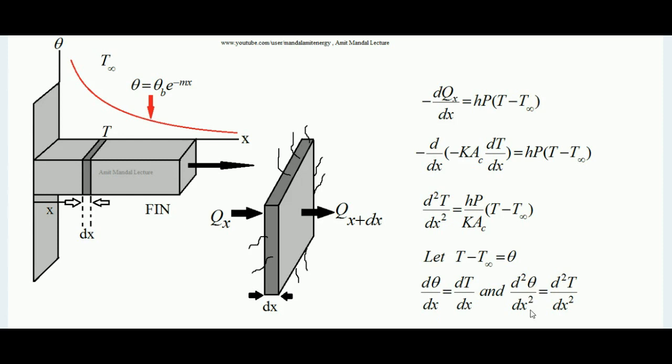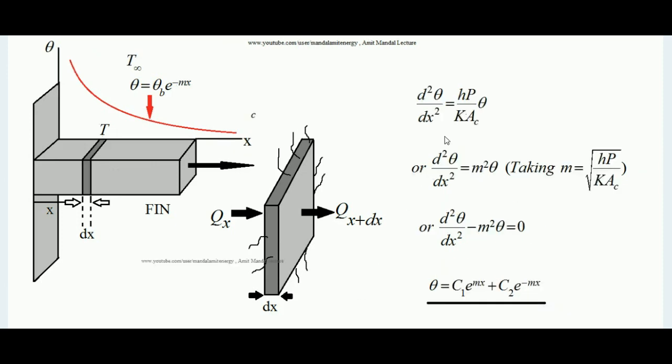d square theta by dx square equals d square T upon dx square. Double differentiation on both sides. Now what is the benefit? In place of T minus T infinity, I can write theta. In place of d square T upon dx square, I can write d square theta upon dx square. This is what the benefit is. Now keeping these in this expression, what I will get? d square theta upon dx square equals hP by kAc into theta. Now h is the convective heat transfer coefficient, which is constant. P is the perimeter of this fin, which is also constant.